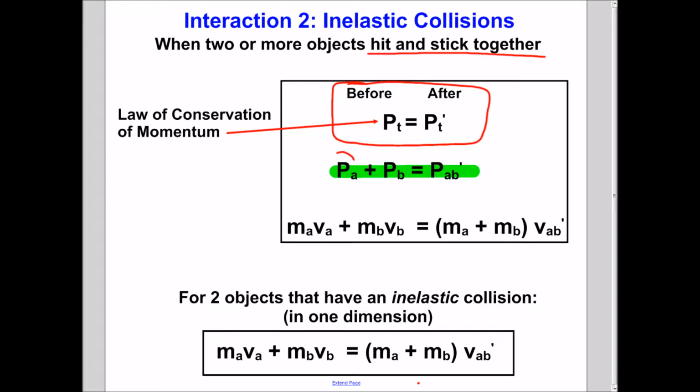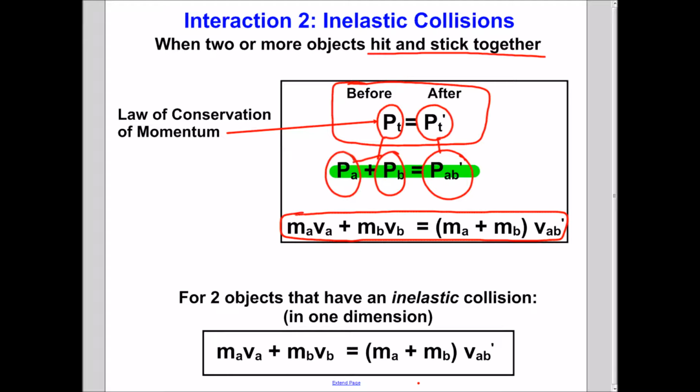So in this statement right here, I say the momentum of object A plus the momentum of object B basically equal the total momentum in the system. That equals the momentum of objects A and B stuck together after the collision, which is still the total momentum in the system. Down here below, I just drew it out a little more algebraically so that if you're good at algebra, you could just solve for one of the variables.